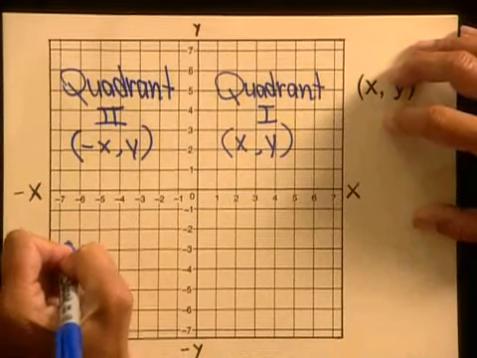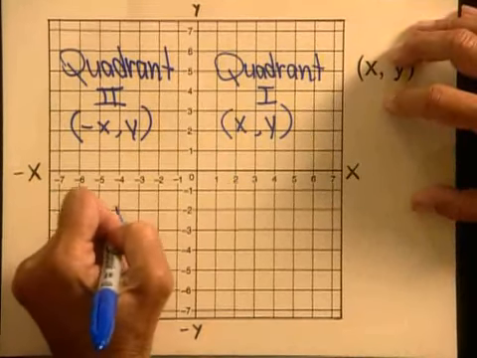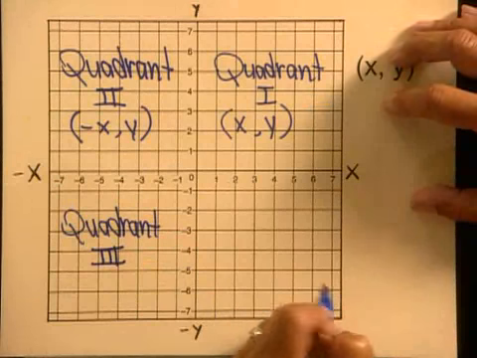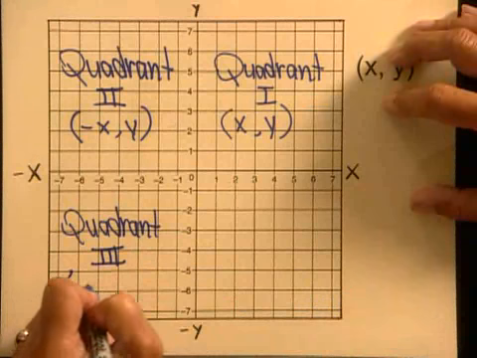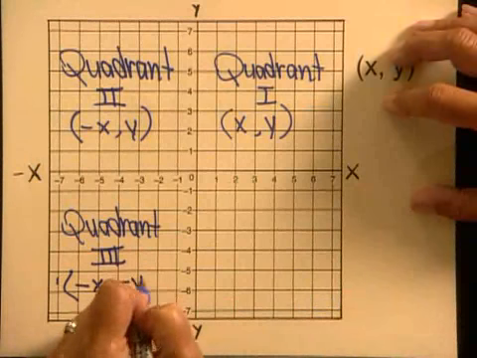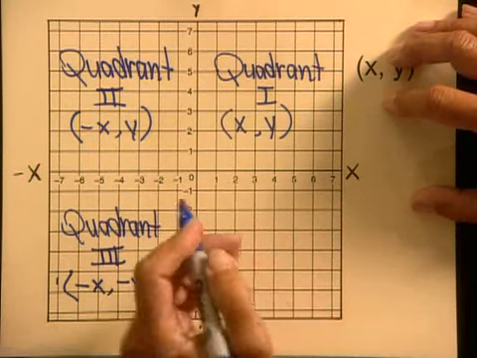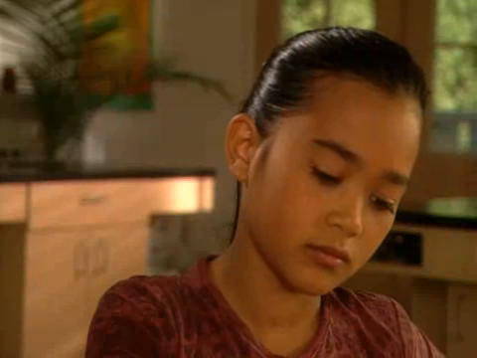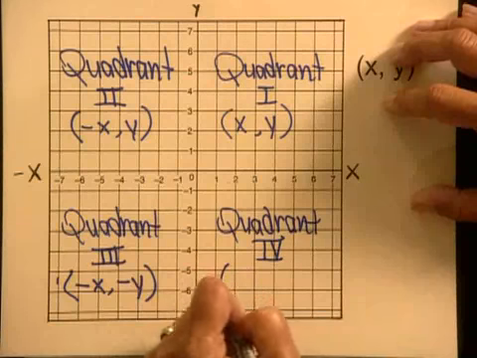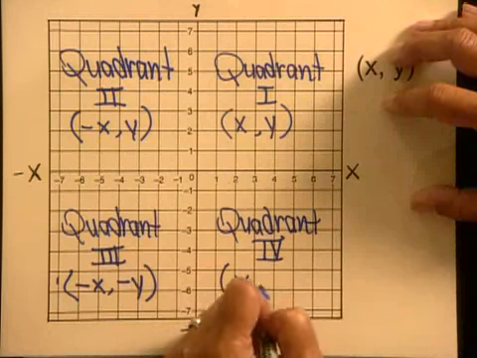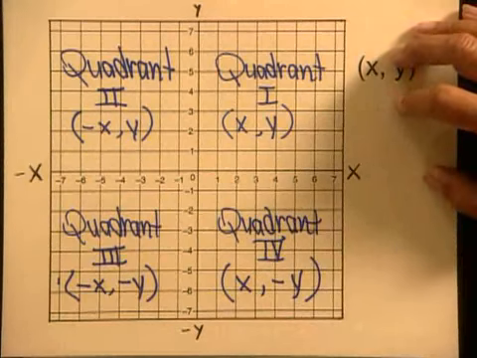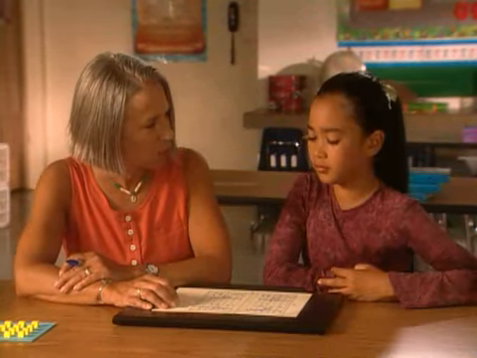We move down here, and this is quadrant 3. In quadrant 3, both of our coordinates will be negative. Negative x, negative y. And last, we have quadrant 4. And in quadrant 4, we're going to have a positive x, but a negative y. Is that making some sense to you? Yes. You want to try plotting some points on a coordinate grid? Okay. All right, let's do that.